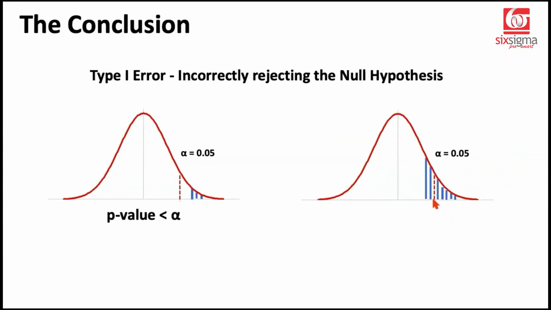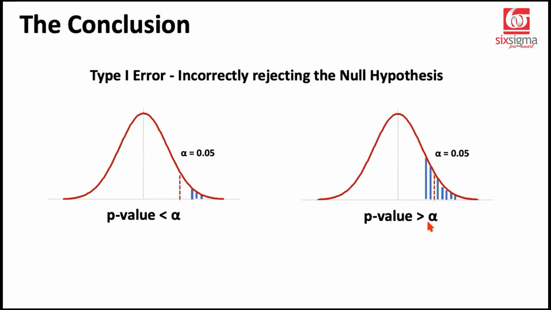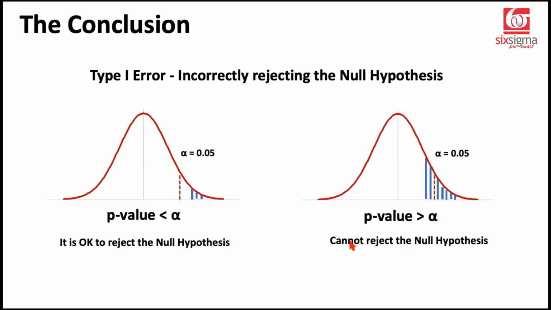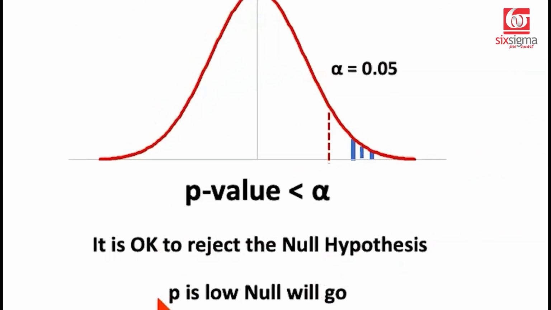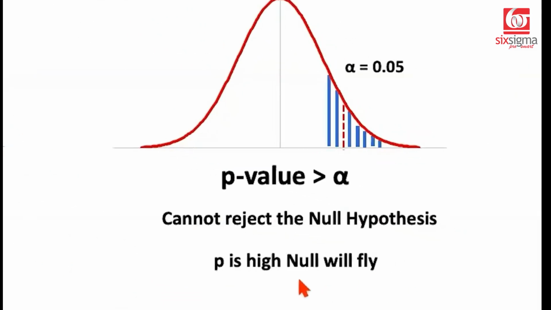But the case on the right is different. The region to the right of this red line is smaller compared to this blue shaded region. This blue shaded region represents the p-value. So in this case, we'll say p-value is greater than alpha. And if this is the case, we will not be allowed to reject the null hypothesis. When P is less than alpha, it is okay to reject the null hypothesis. When P is greater than alpha, we should not be rejecting the null hypothesis. A simple way to remember this: when P is low, null will go, or gets rejected. And when P is high, null will fly, or it wins. Essentially, we do not reject it.